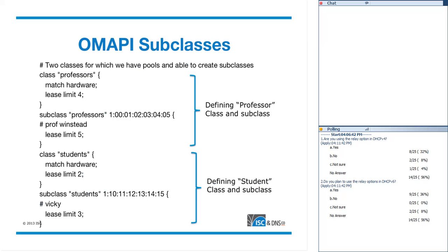So this is a pretty typical configuration file. It has two classes, and each class has one subclass. With our examples of professors and students, we're continuing that. We're matching on the hardware address, so the subclass has a 1 for the type and then the ether address.